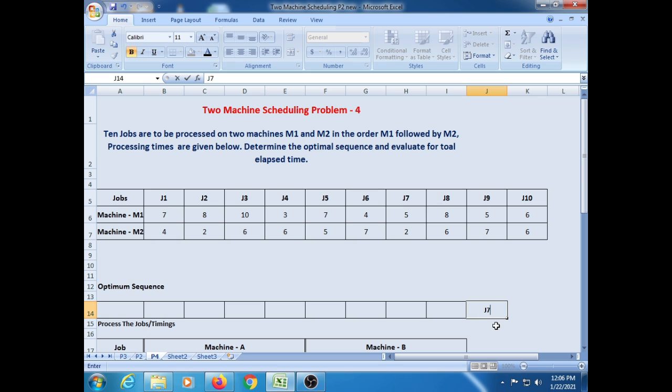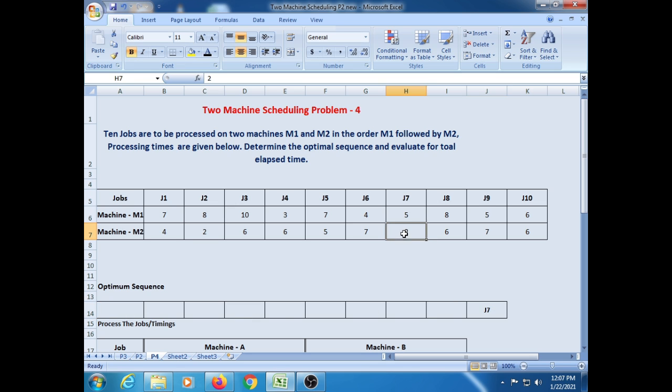So why do we take job 7 at the end of the optimum sequence? Because the 2 processing time is relating to machine 2. If any processing time is relating to machine 2, then we have to place that job from right to left in the optimum sequence. So that's why I mentioned job 7.